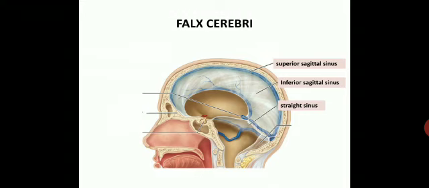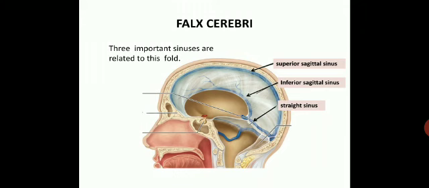The sinuses related to the falx cerebri are the superior sagittal sinus, the inferior sagittal sinus and the straight sinus. The superior sagittal sinus is related to the upper margin. The inferior sagittal sinus runs along the lower border, and the straight sinus is related to the base of the falx cerebri along the median line or above the tentorium cerebelli.